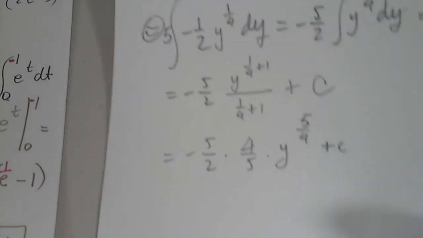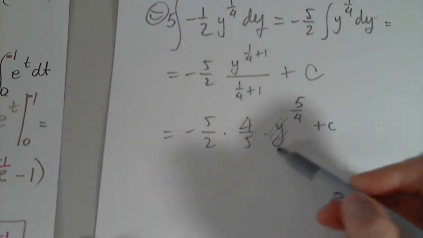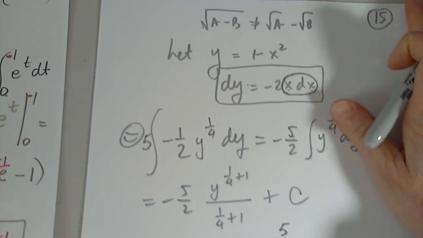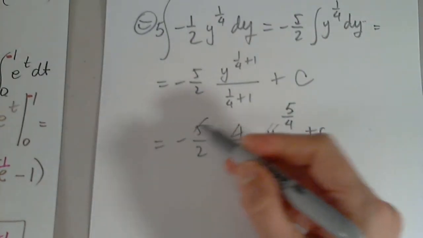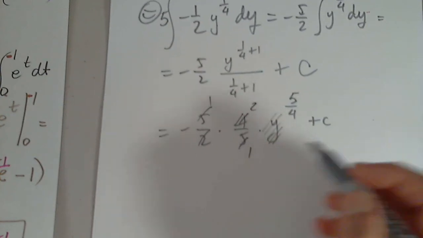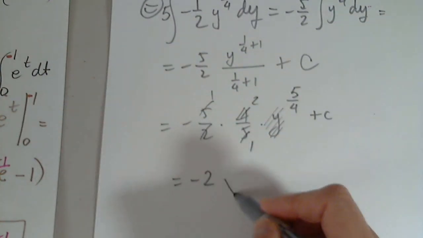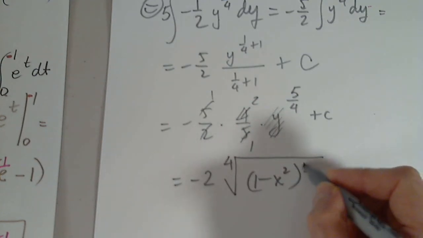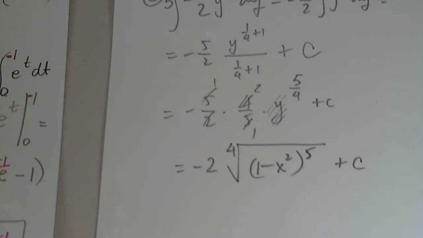Since this is an indefinite integral, I have to replace y. I have to go back to this. I simplify. So this is -2 times the fourth root of 1 minus x squared to the 5th power plus a constant c.